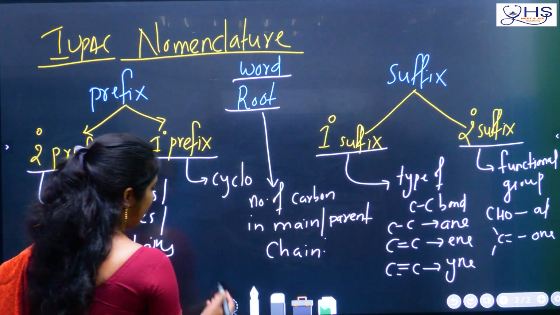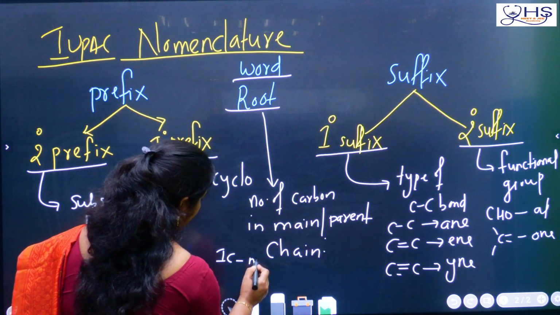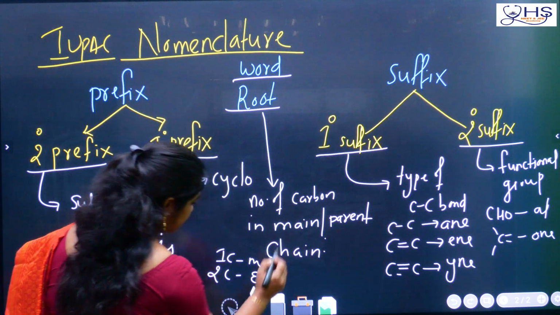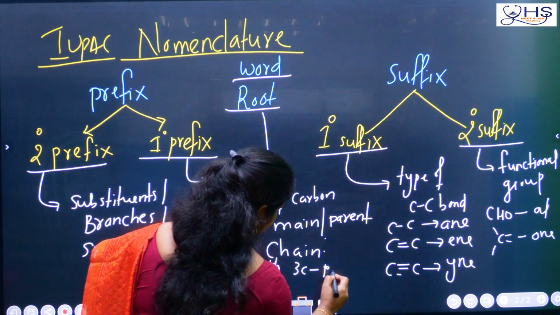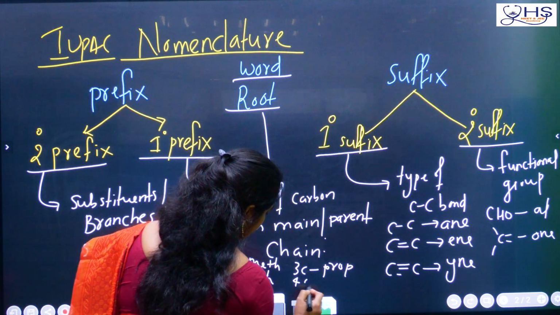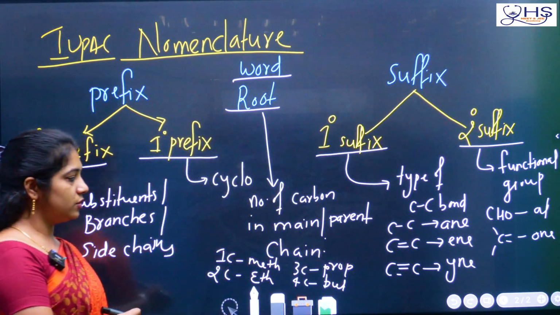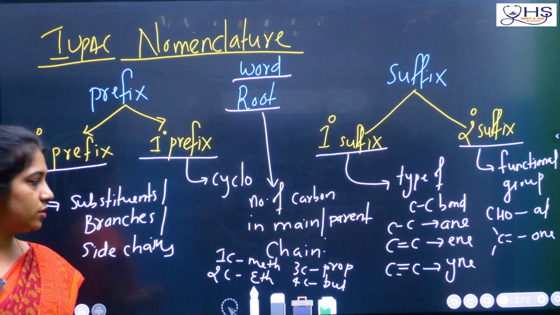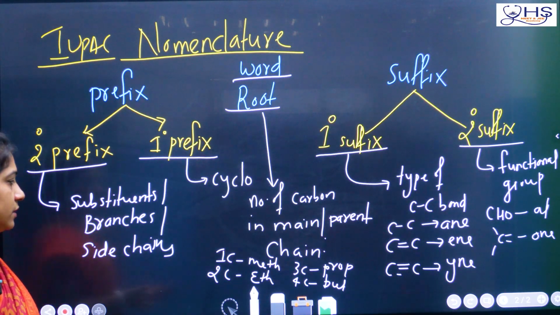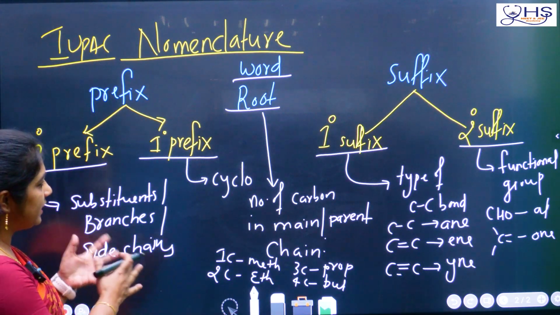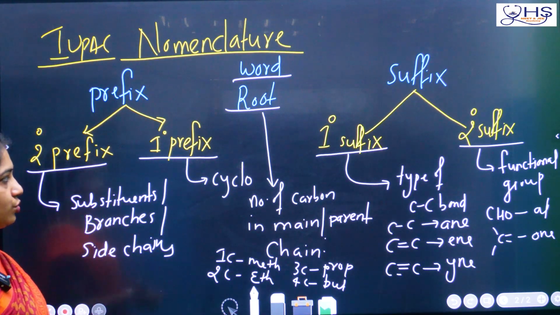Already we know that one carbon uses meth, 2 carbons use eth, 3 carbons use prop, 4 carbons use but, 5 carbons use pent, 6 carbons use hex, 7 carbons use hept, 8 carbons use oct, and 9 carbons use non. Already from 10th standard itself we are learning this word root.